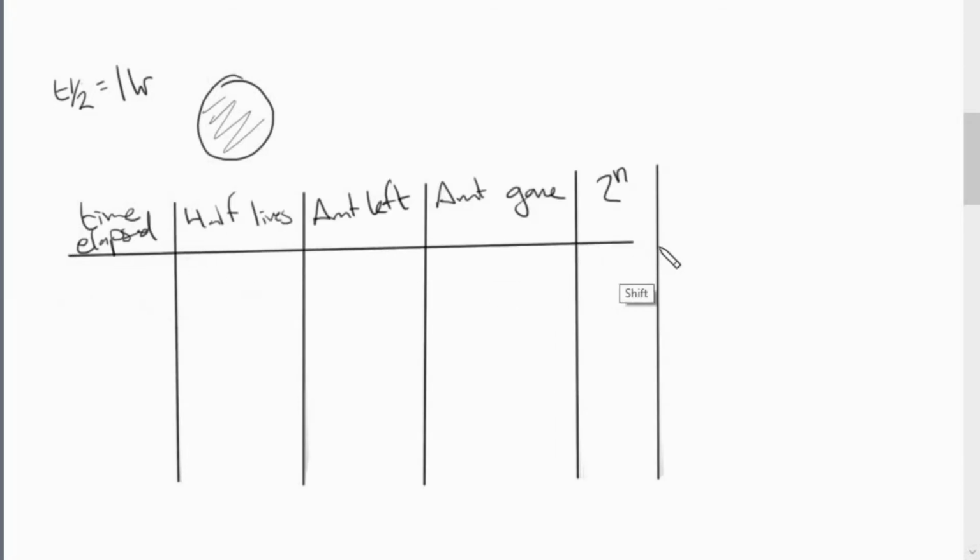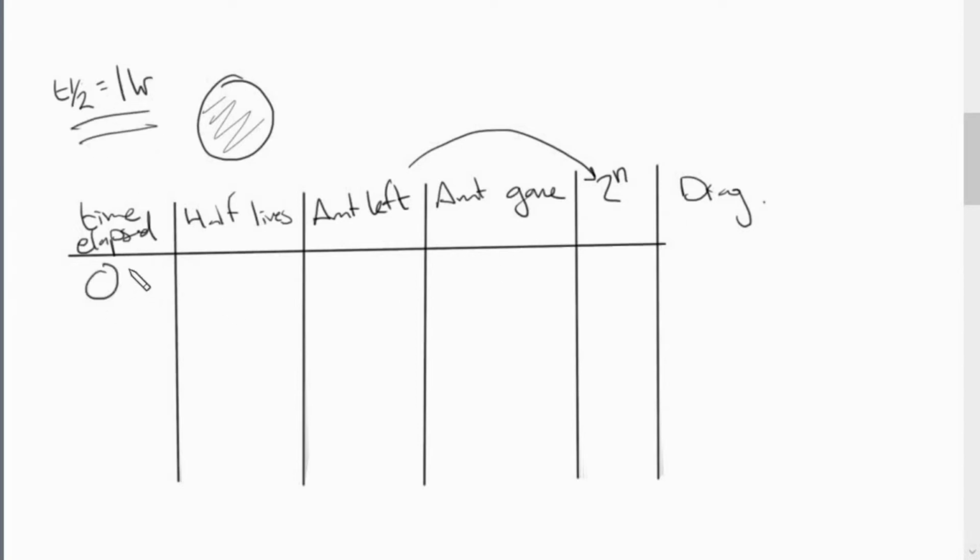Alright, so we have a table here which we've written up. Time elapsed, half-lives, amount left, amount gone, and that amount in 2 to the power n. Okay? Which amount? Amount left. Okay? We write that in 2 to the power n. And here we can draw a diagram, just to explain what's going on. So half-life we took as 1 hour. So time elapsed 0 hours. I've put hour in the heading, so we don't have to write hour again and again.